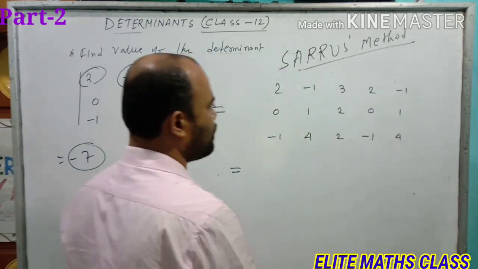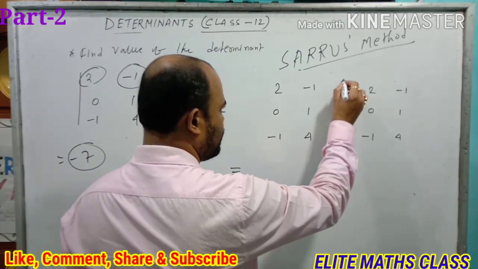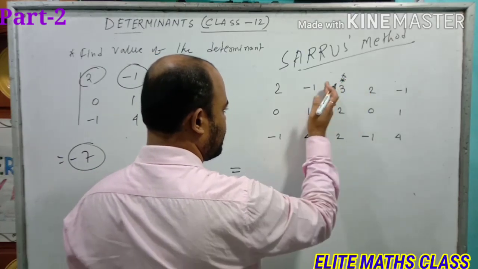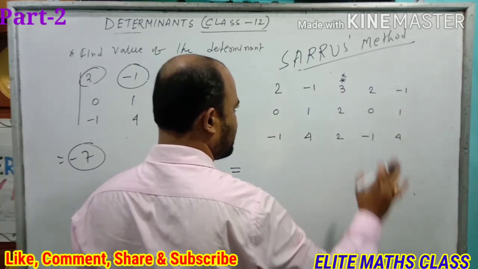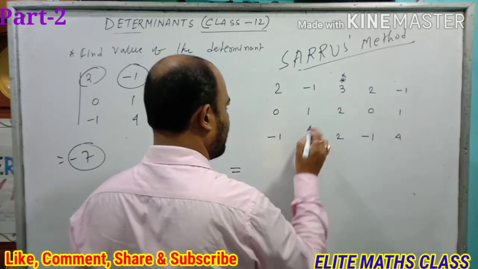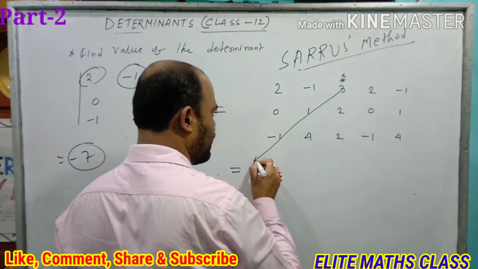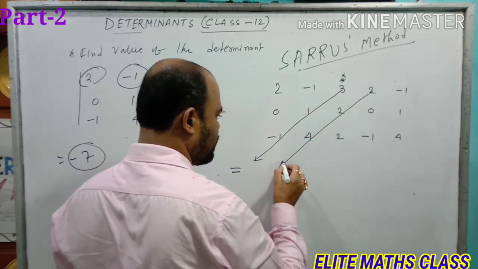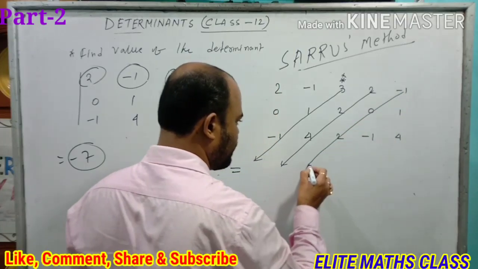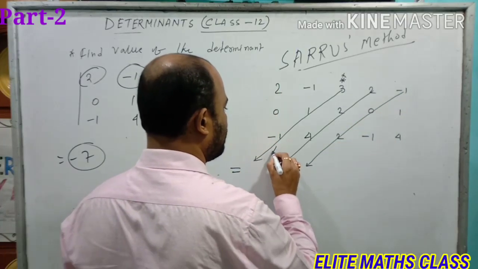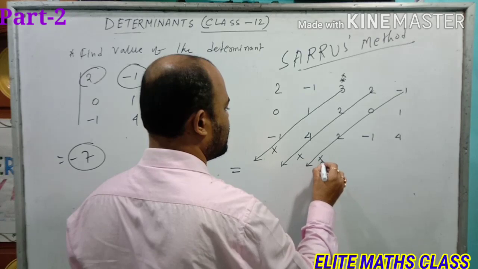Now in the next step, see the technique. This is the middle column; in the left side there are 2 columns, in the right side there are 2 columns. So you start from here. From the starting element you draw a line diagonally, then from this element you draw a line, then from this element you draw a line. Here what we have to do is multiply all these elements. Clear?